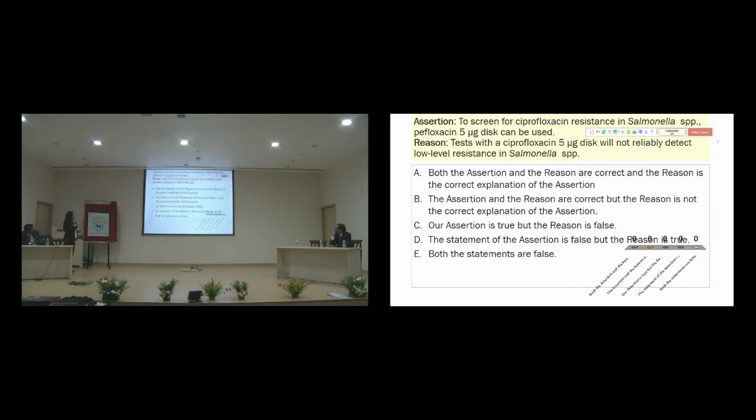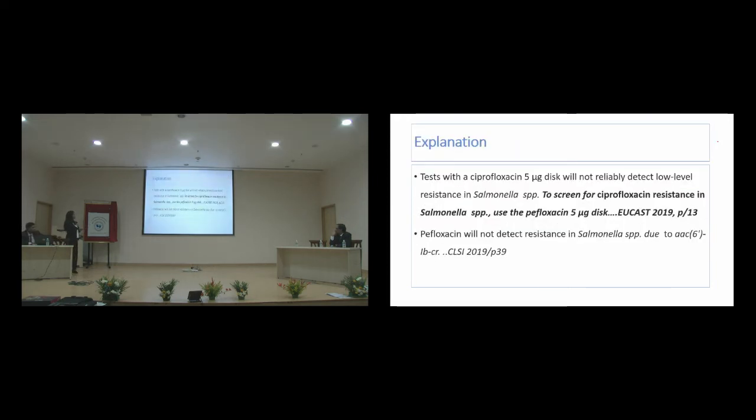Response is there. So what is the answer here? The answer is assertion is true and reason is a correct explanation for the assertion. So we'll see that here, testing with ciprofloxacin 5 microgram disc will not reliably detect low level resistance in Salmonella species. To screen for ciprofloxacin resistance in Salmonella species, pefloxacin 5 microgram disc is recommended. And also there is one more thing, that pefloxacin will not detect resistance due to this particular mechanism of fluoroquinolone resistance.